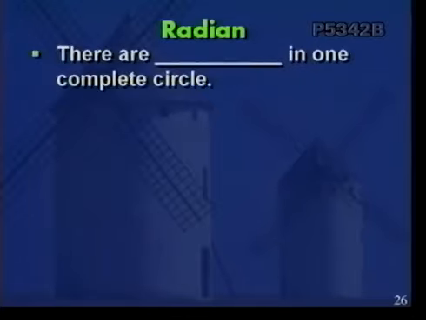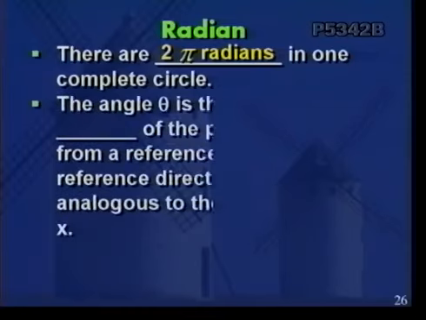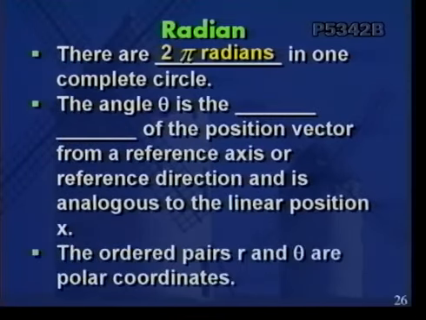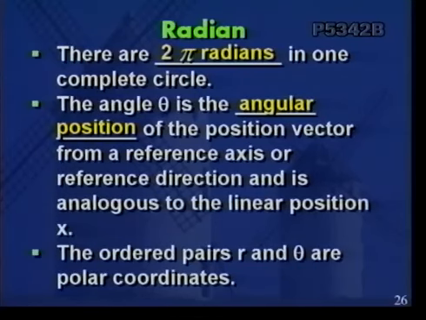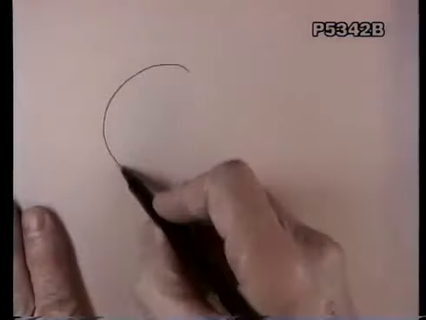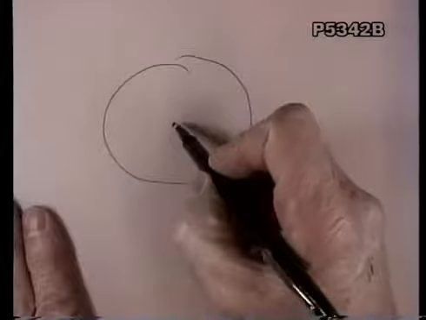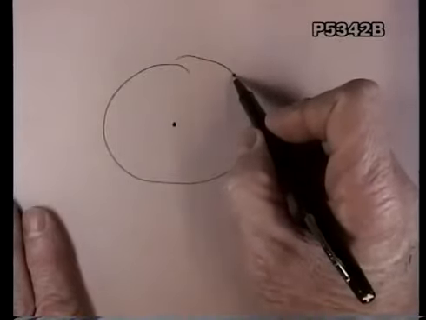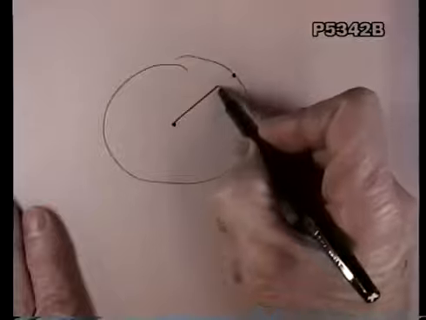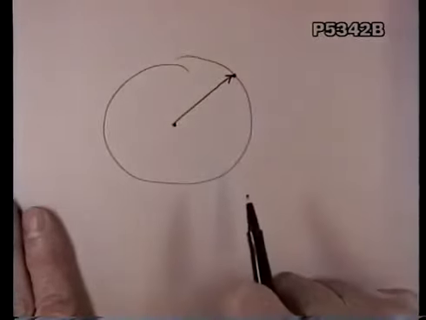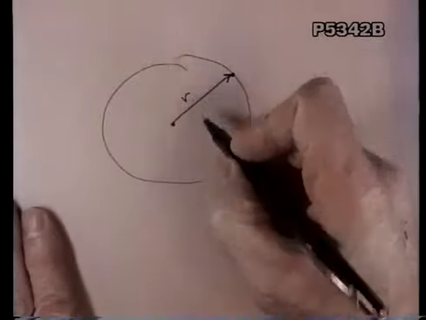All right, let's talk about the radian here then. There are 2 pi radians in a complete circle. I think we went over that yesterday. The angle theta is the angular position of the position vector from a reference angle, or the reference direction, analogous to the linear position. A lot of words that are very simple in their explanation. If we have a circle, we start with our reference position in the center. We've got an object on the outside. We draw a position vector to that point, and that position vector is called the radius.